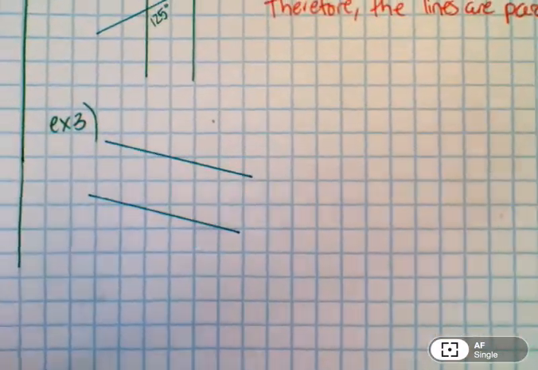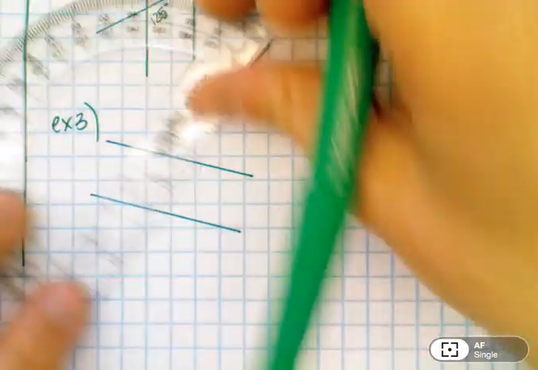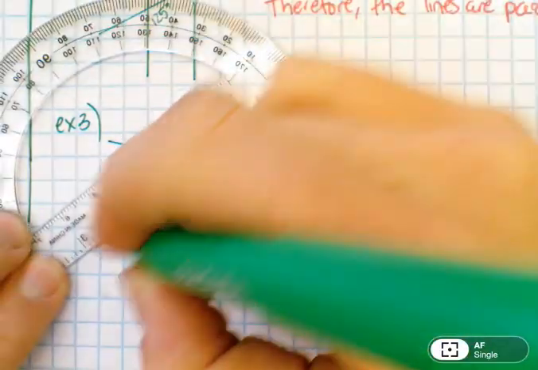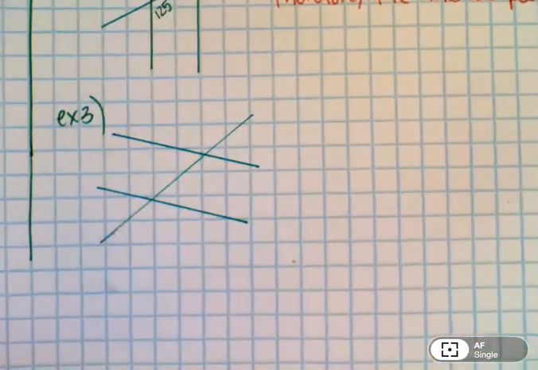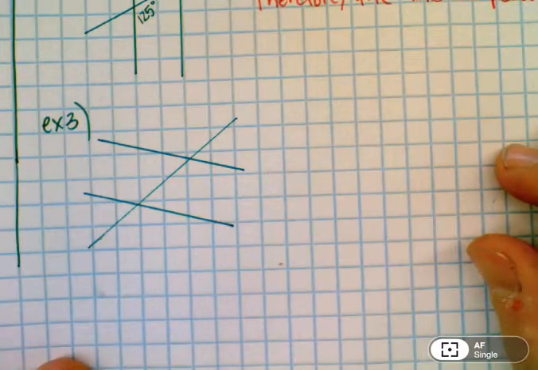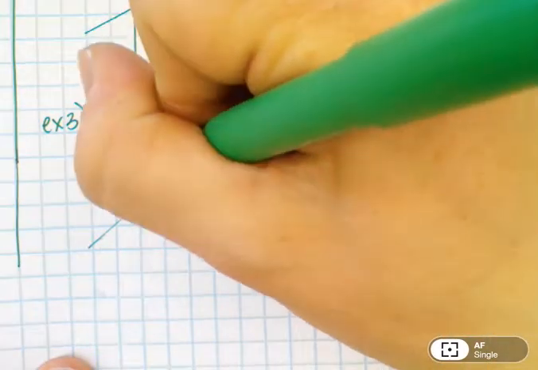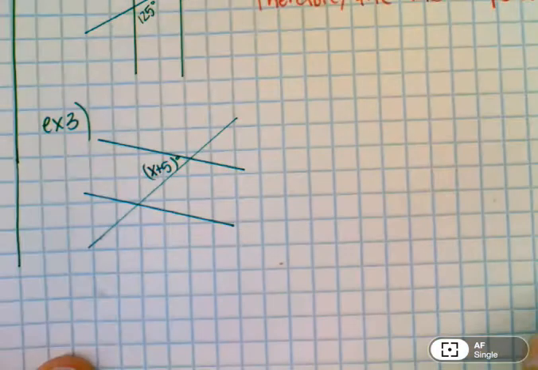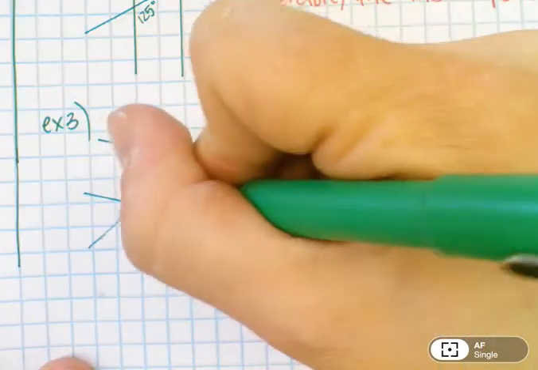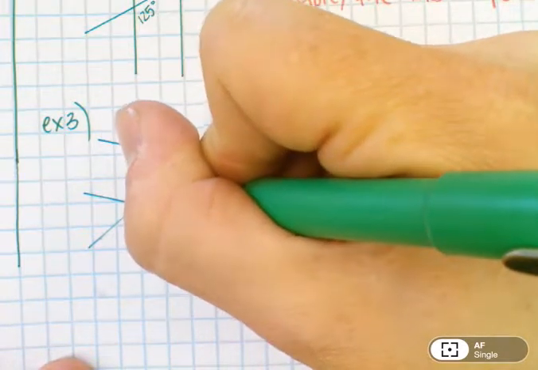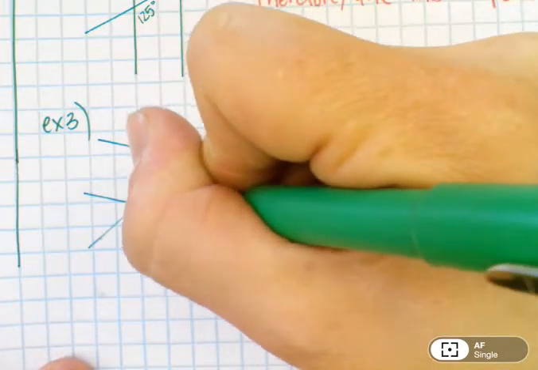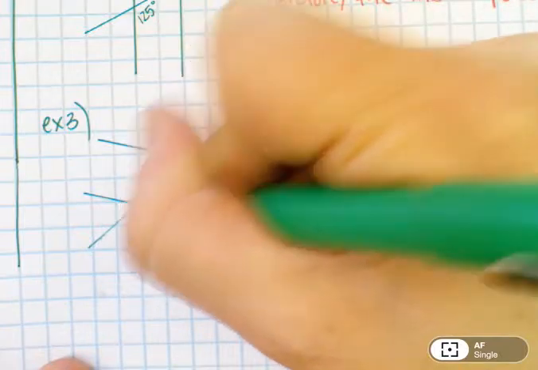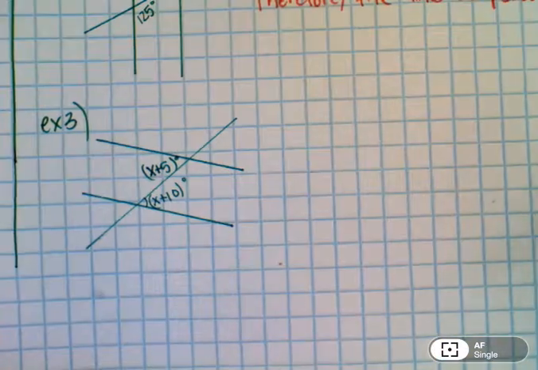Two parallel lines looking a bit like that. Maybe they're parallel, maybe they're not. Transversal. This little angle here is x plus 5 degrees. This angle here is x plus 10 degrees.